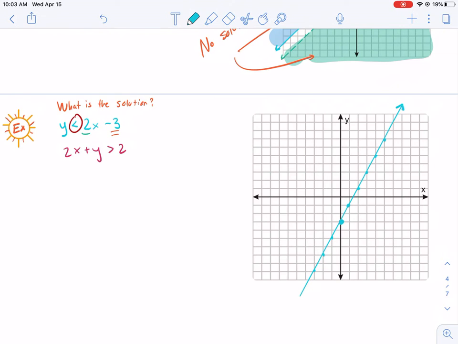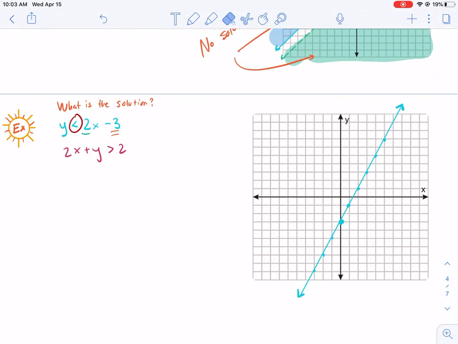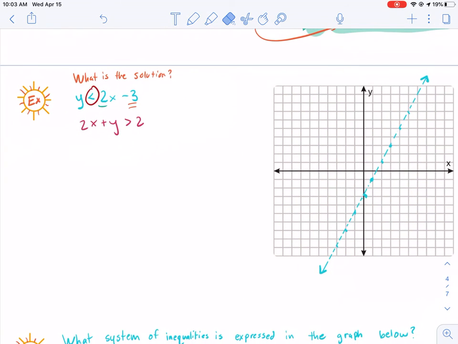So I'm going to draw my line, arrows on both ends, get my trusty eraser, and dash, dash, dash. And just like that. I'm going to add a few more just so you can really tell that it is a dotted line. Now, what this dotted line shows is that the points along this line are not solutions, okay? So that's very important that you make the distinction if it's solid or dotted.